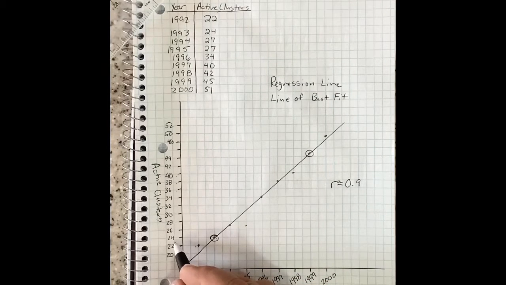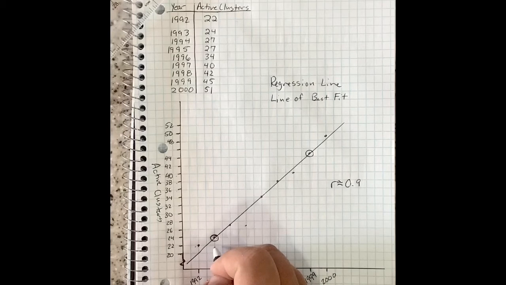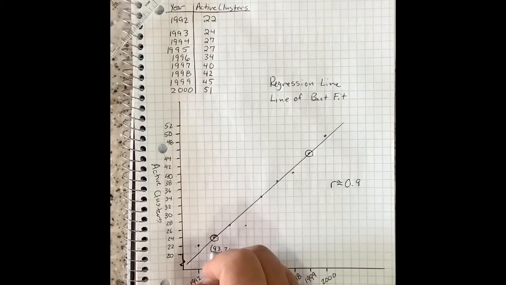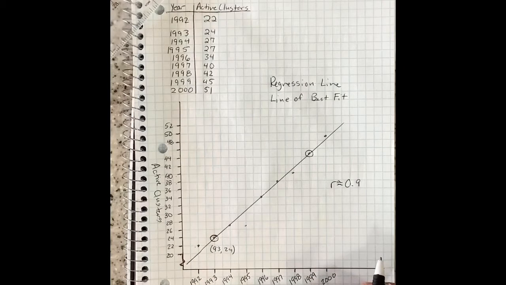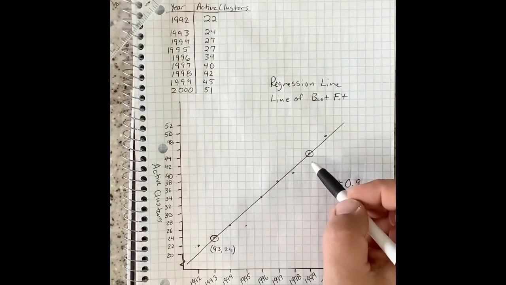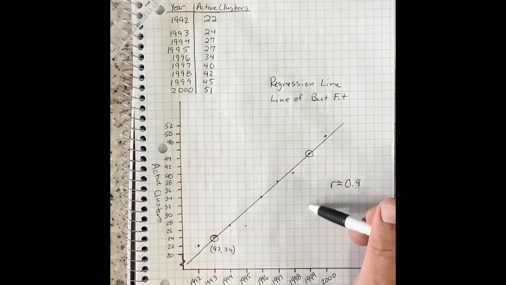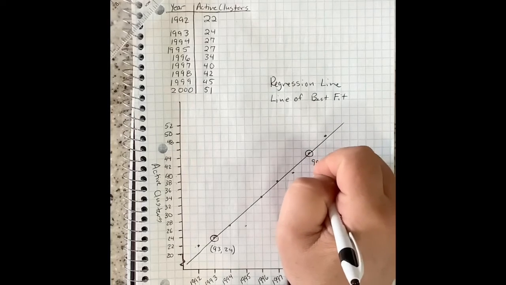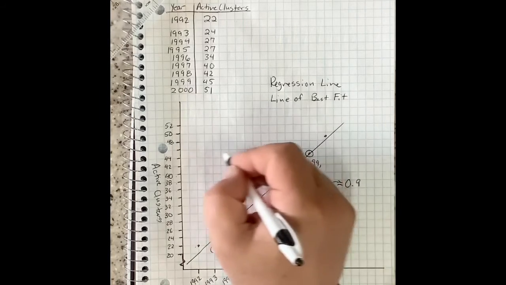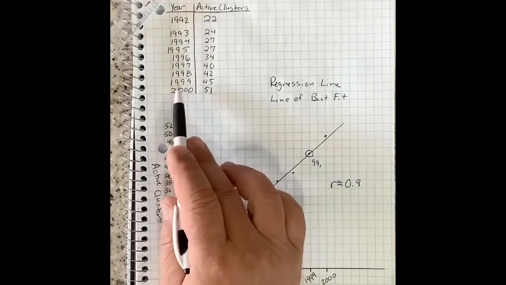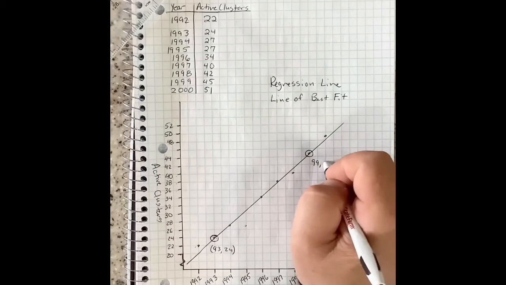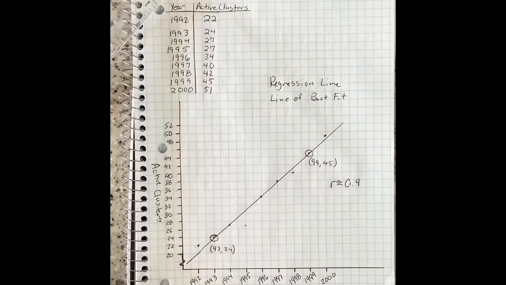So what is this point? This point is 1993, 24. So I'm just going to go 93, 24. And then over here, I chose the point, what is that? 99, 45. Is that right? Yeah, 99, 45.